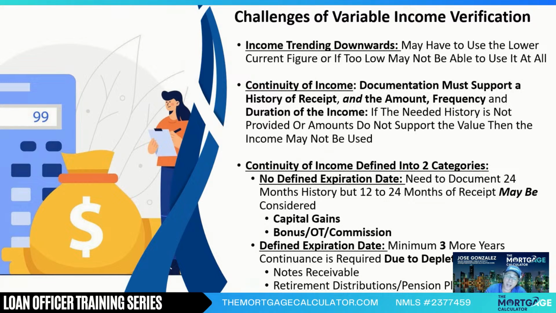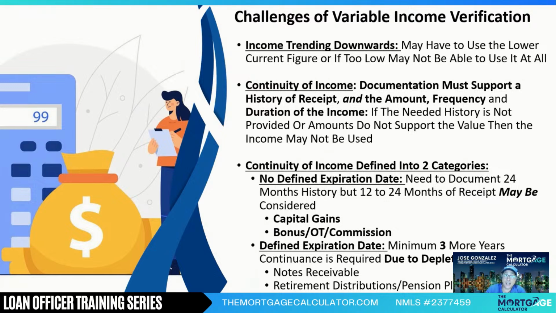And depending on how much of a percentage downward it went, you may not be able to use that income at all. Underwriting may say, that's declined too much. We really aren't sure if that's even going to be around next year, so we're not going to use it, and that's their call to do it.